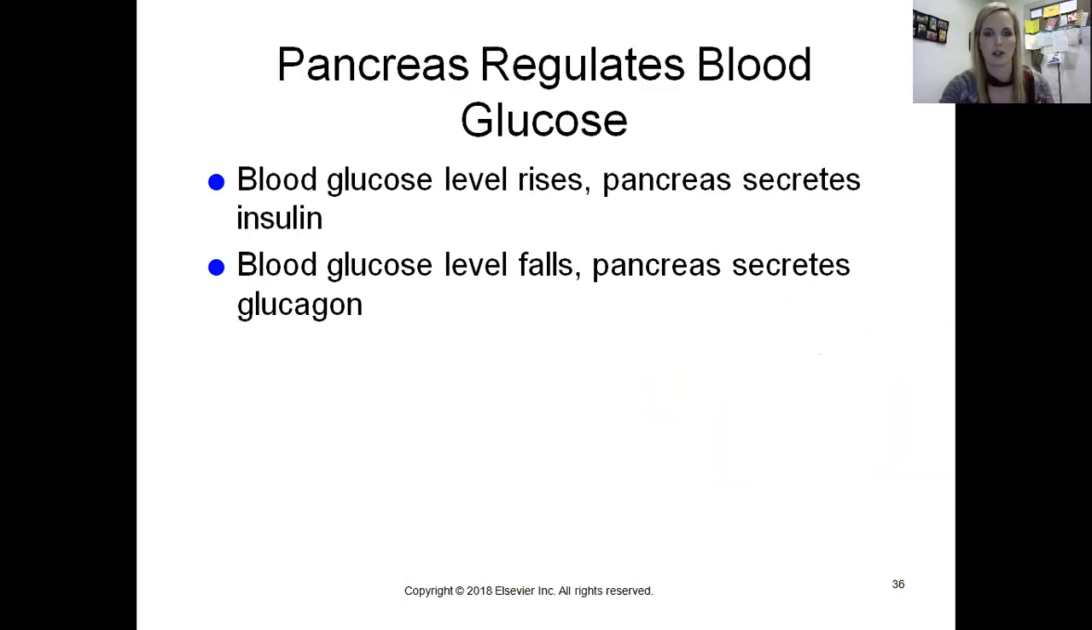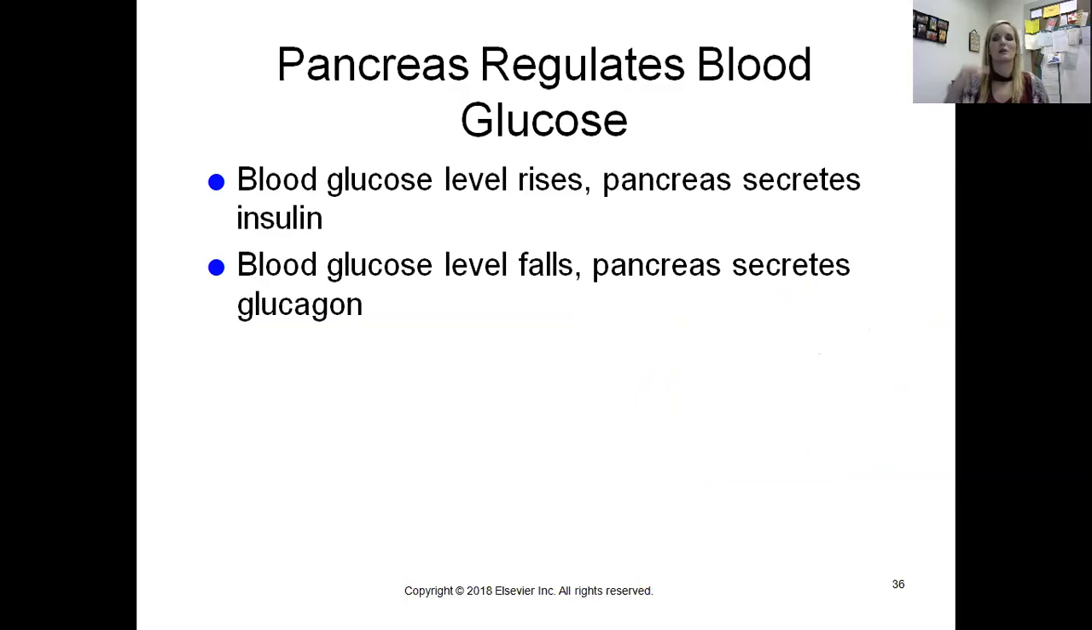So I think we're going to talk about it a little bit more. So blood glucose, what happens, the levels will rise. In the event that our blood glucose rises, and that is very normal, our glucose will rise when I eat an apple, or even more so when I eat a piece of cake.